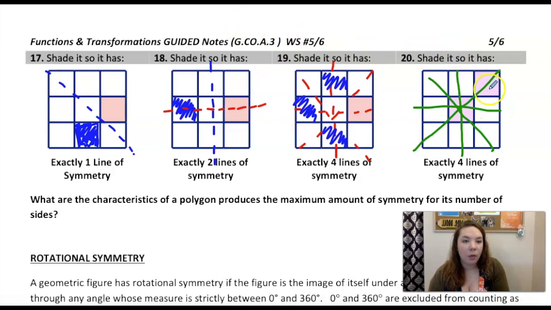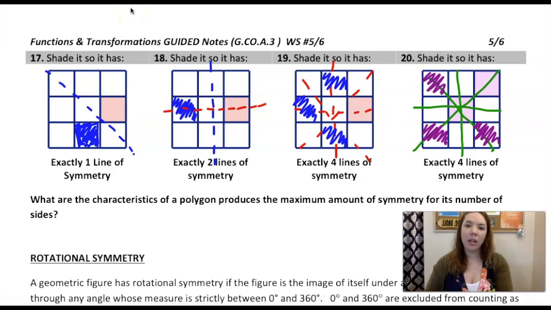So across my horizontal line, oh, not there, would be here. Across my vertical line would be here. Across this diagonal is already just these original shapes, and across this diagonal will give me this box as well.